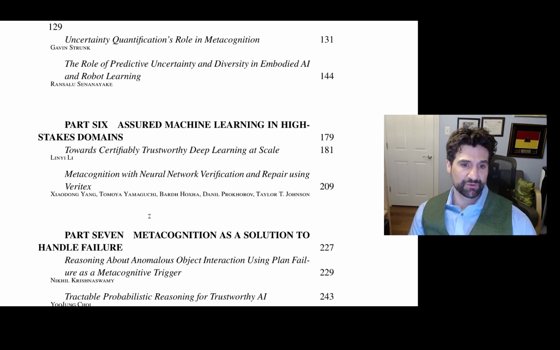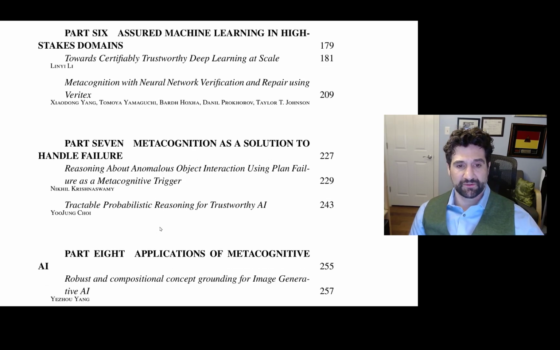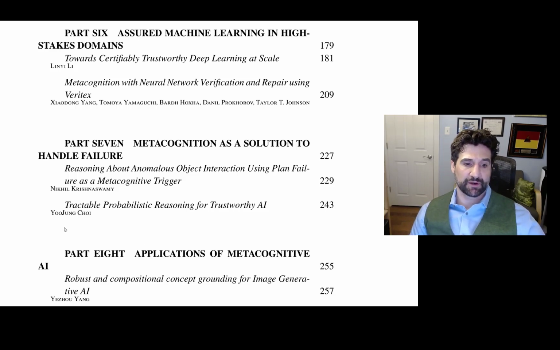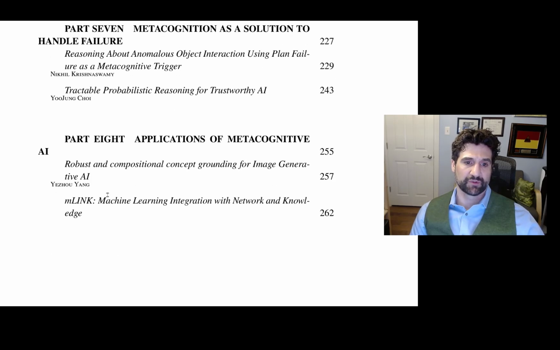And then Taylor Johnson's group looks at metacognition of neural network verification and repair using Veritex. And we've talked with him on the channel previously as well in an interview. Looking at how metacognition can be used to handle failure, we have 2 chapters here. One by Nikhil Krishnaswamy out of Colorado State, and here he's looking at object interaction in a simulation. This is followed by a chapter by YooJung Choi dealing with probabilistic circuits and tractable probabilistic reasoning.